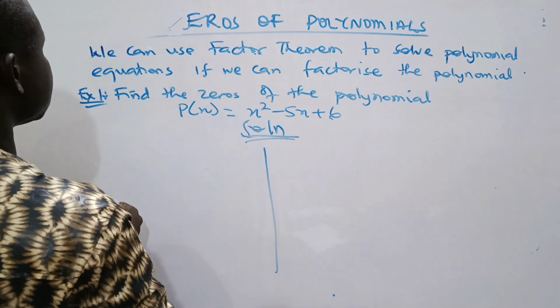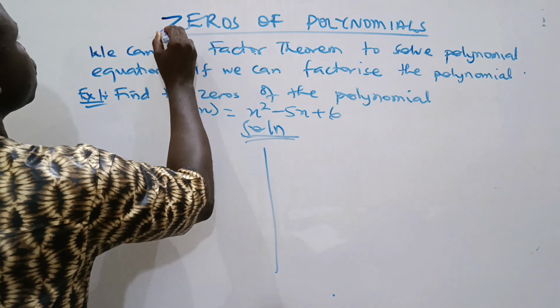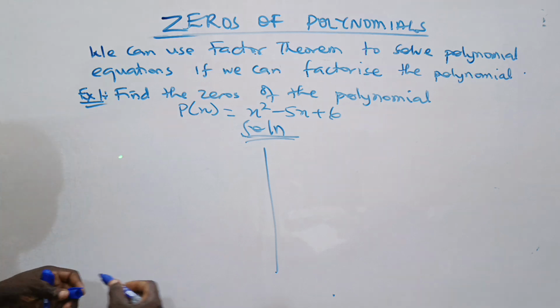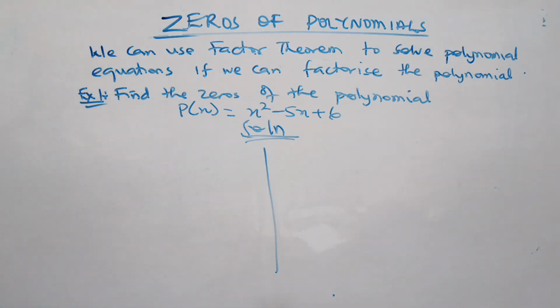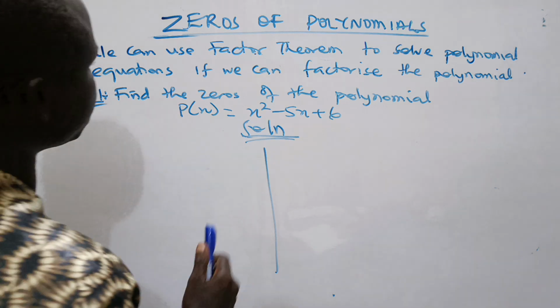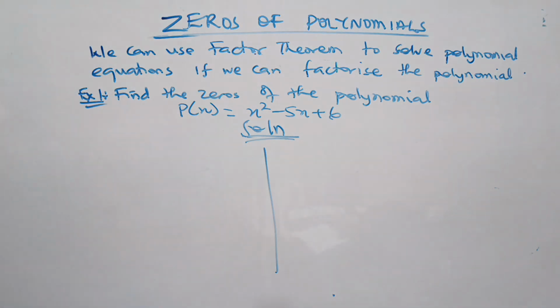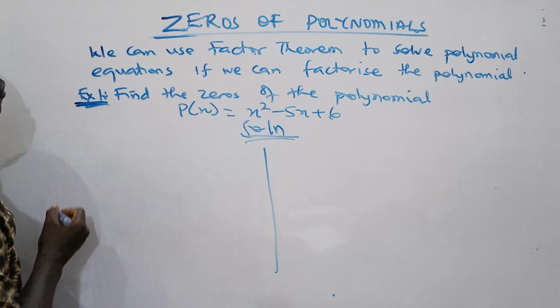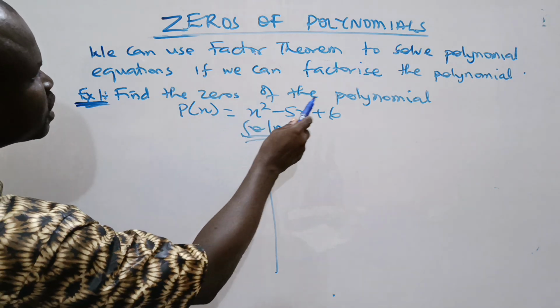Today, we want to look at how to find the zeros of polynomials. We can use the factor theorem to solve polynomial equations if we can factorize the polynomial. Let's look at this first example. The question states that we should find the zeros of this polynomial.